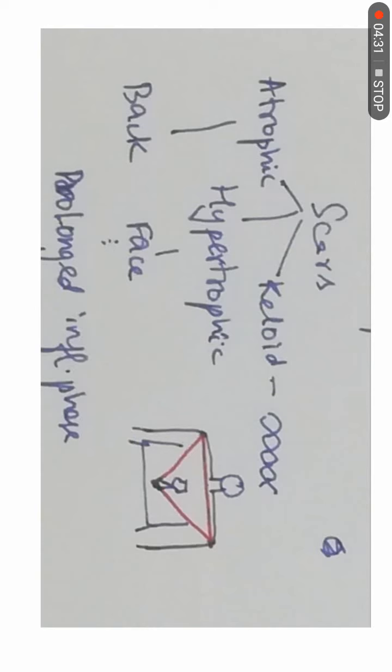Right. So about the scars, guys, there are three types: atrophic, hypertrophic, and keloid. Atrophic usually occurs in the back because there's a lot of tension in the back. Hypertrophic usually occurs in the face. It is mainly because of a prolonged inflammatory phase, and keloid has a genetic component, and the most common site is this triangle drawn from the tip of the xiphisternum to the tip of the shoulder on either side. In this triangle, the keloid is present near the shoulder.